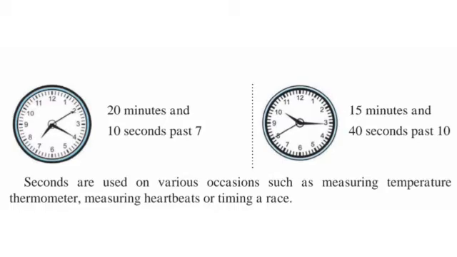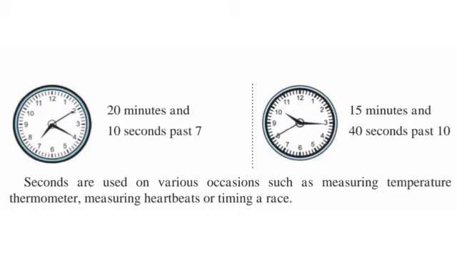Now in the second picture, the minute hand is at 3. 5 threes are 15. So minutes are 15. And the second hand is at 8. And 5 eights are 40. It means 40 seconds. And the hour hand is at 10. So we tell the time is 15 minutes and 40 seconds past 10.